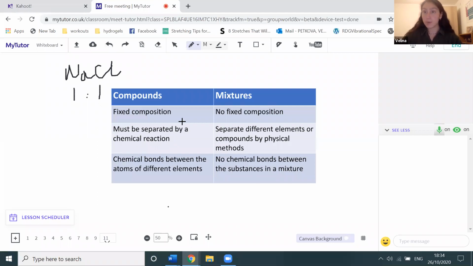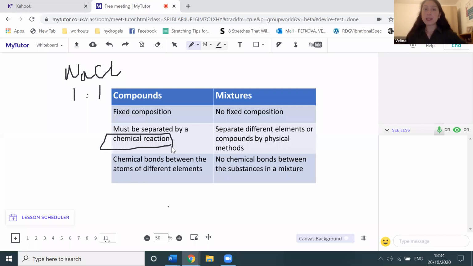They also need to be separated by a chemical reaction. You can't separate them by physical methods that we're going to cover next. And there are chemical bonds between the atoms of different elements. So the chemical bonds are what need to be broken when separating. That's why you need a chemical reaction to separate these compounds.